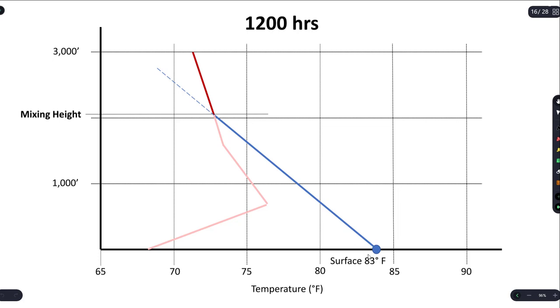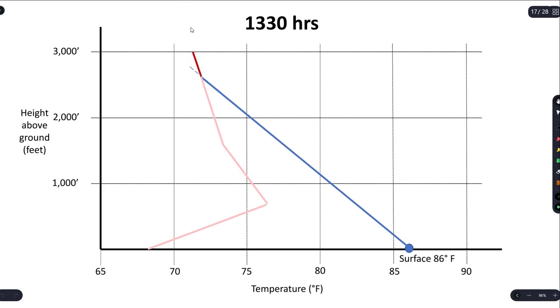And so now if I were to launch a weather balloon, it would show a surface temperature of 83 degrees. It would measure a dry adiabatic lapse rate all the way up to maybe 2,100 feet. And then it would show the pre-existing lapse rate that was there before. So let's say we warm further. Three more degrees. Now our surface temperature is 86 degrees and our mixing height is maybe 2,600 feet.